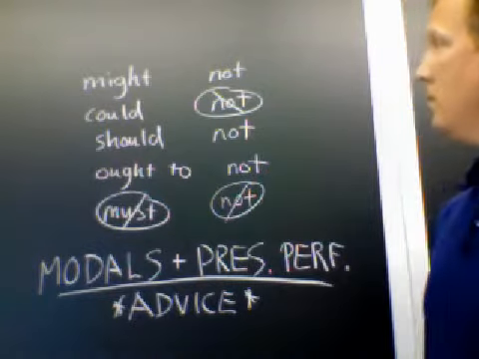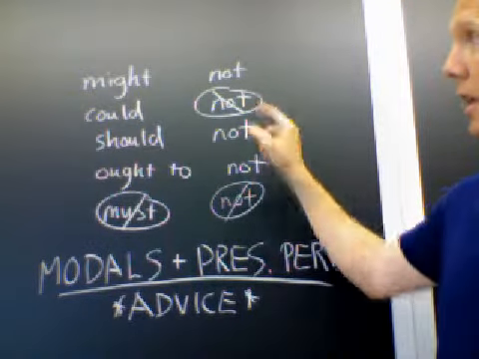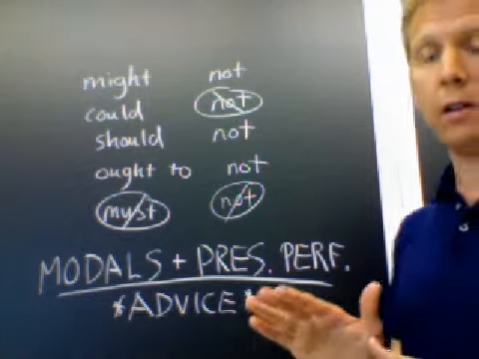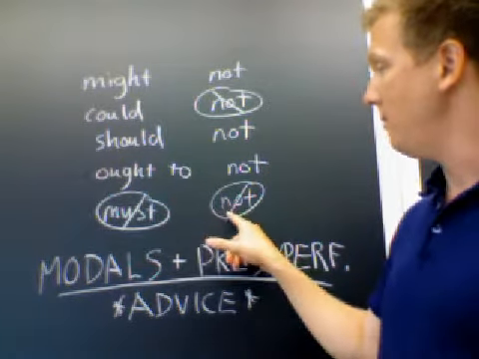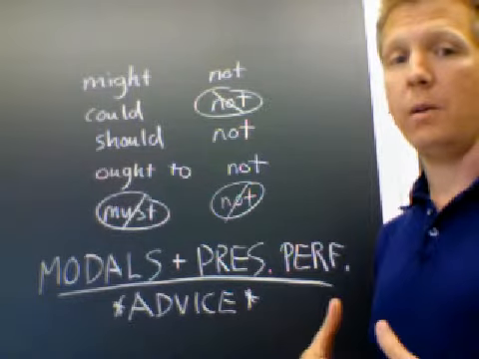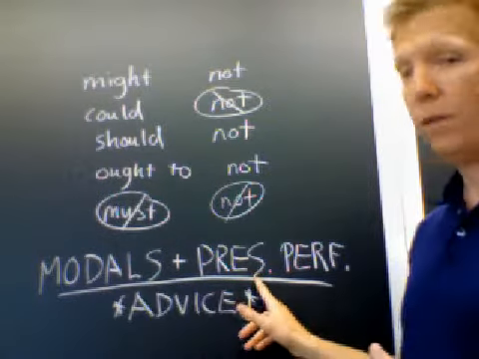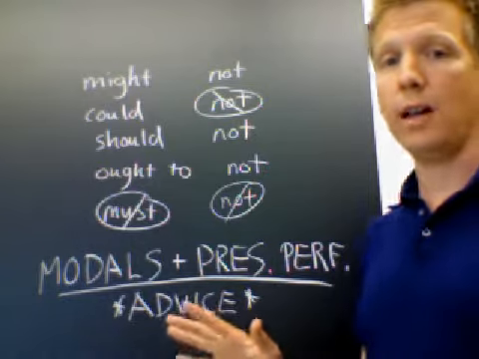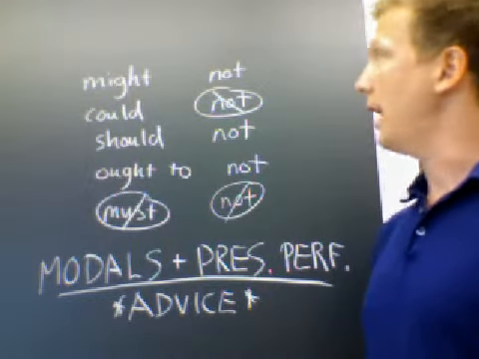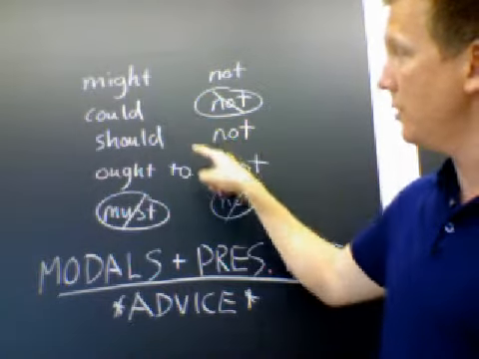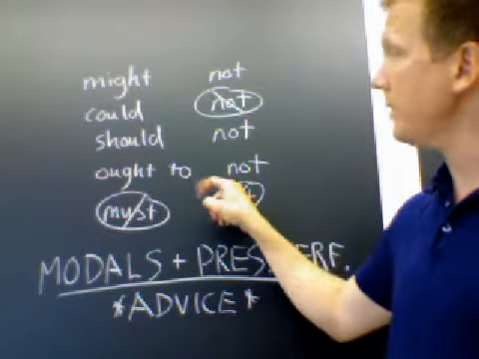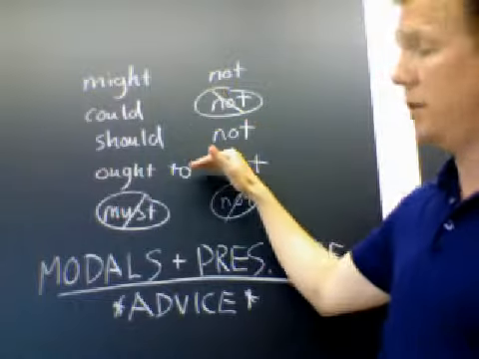Okay. So remember, could not and must not are the same. With modals in the present perfect, they're only for the logical conclusion function. Okay. Also notice that might, could, should, and ought to are in order.